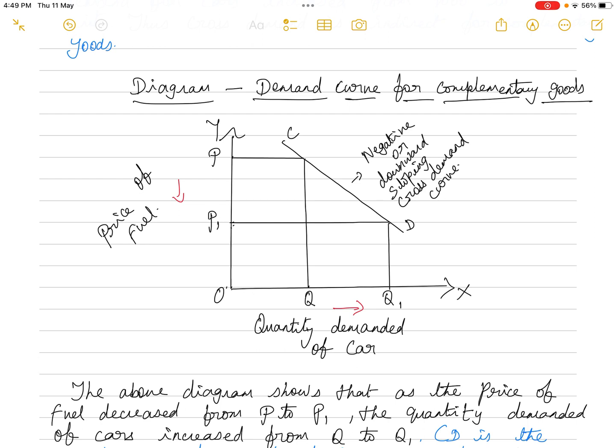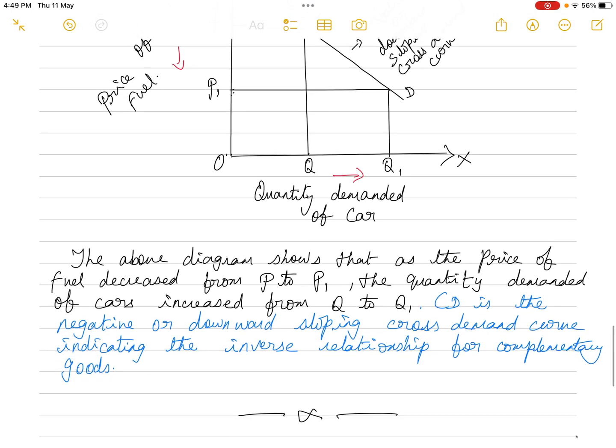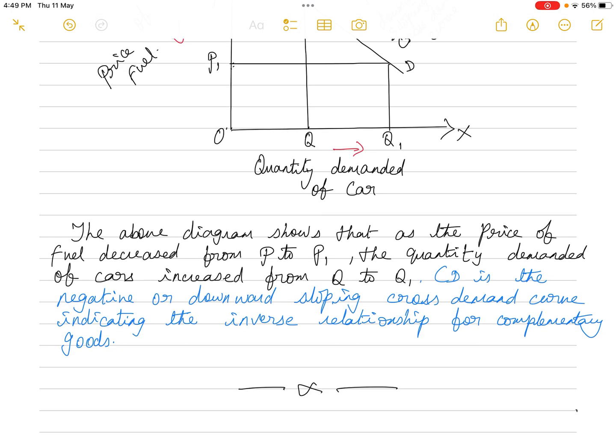You can understand from the direction of the arrow marks: P to P1 it is declining, Q to Q1 it is increasing. So what you have is CD, the negative or downward sloping demand curve. So the demand curve will be sloping downwards for complementary goods. The same thing in the verbal explanation: the above diagram shows that as the price of fuel decreased from P to P1, the quantity demanded of cars increased from Q to Q1. So finally, CD is the negative or downward sloping cross demand curve, indicating the inverse relationship for complementary goods.